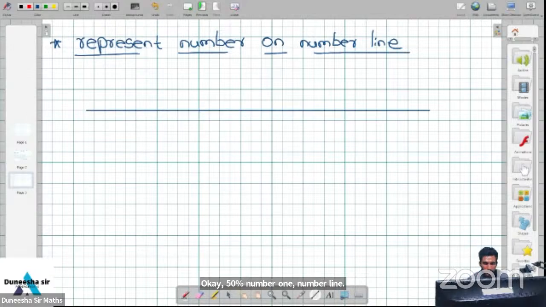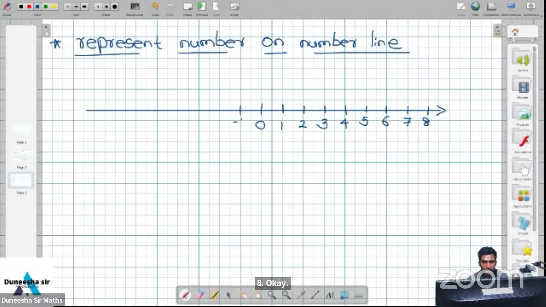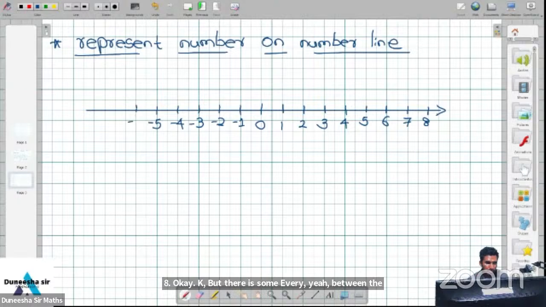Can you draw a number line? It's 0, 1, 2, 3. The spaces between the consecutive numbers are equal. And 7, 8. Okay. The gap between two consecutive numbers is equal. Every gap between the consecutive numbers are equal.